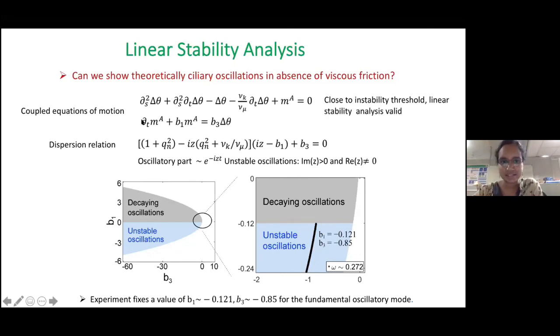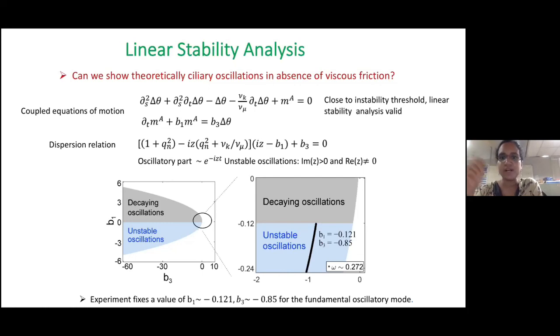And this equation for the active moment, ∂T MA plus V1 MA equal to B3 delta theta, it has been chosen by hand, in the sense it is the simplest constitutive equation you can come up with for an active moment. You could have even more complex constitutive equations.